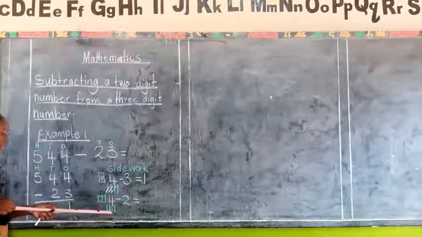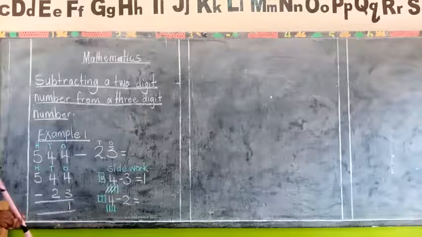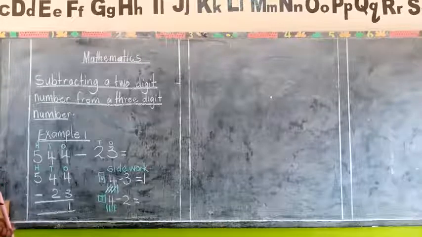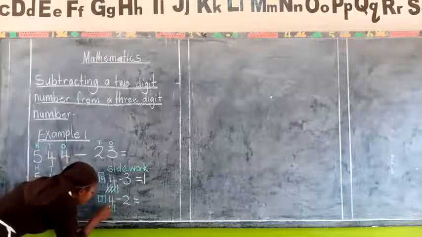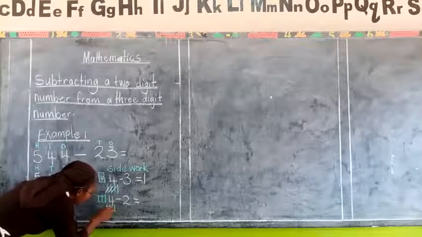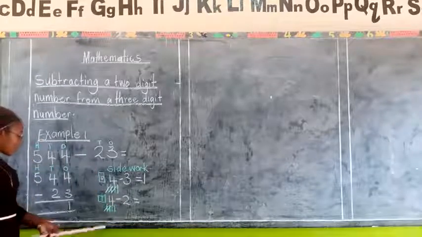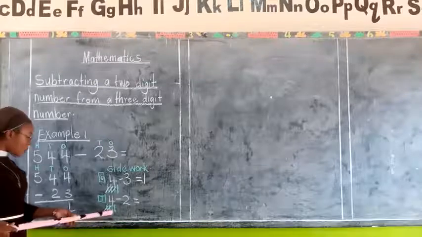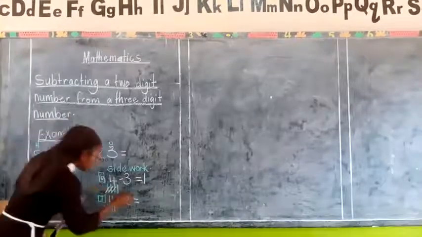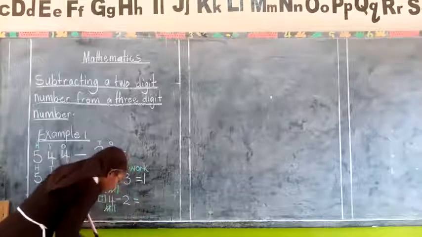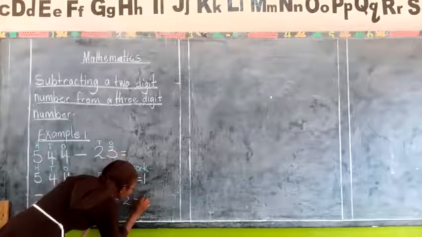So we have our 4 counters and we are supposed to take away 2. Let's take away 2 by crossing out these 2. 1, 2. Let's count what is remaining. 1, 2. 4 take away 2. We shall get our answer as 2. We write 2 here.